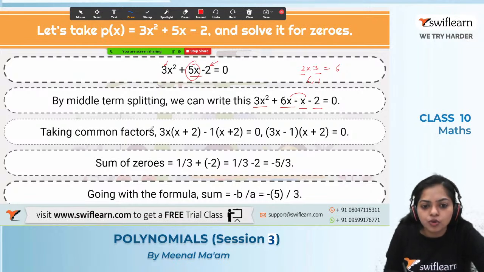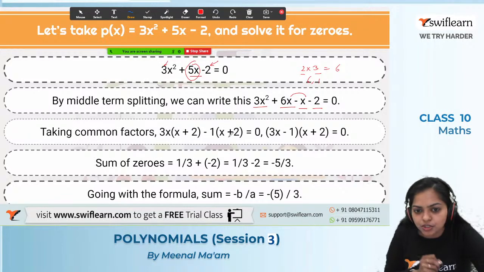Got it? So now take the common factor. What is the common factor out of these two terms, first and second? 3x. Then we are left with x plus 2. And out of third and fourth, what is the common factor? Minus 1. So we are left with x plus 2. Got it? And that is equal to 0. And if I take this x plus 2 as common, what will I get? x plus 2 and 3x minus 1 is equal to 0.